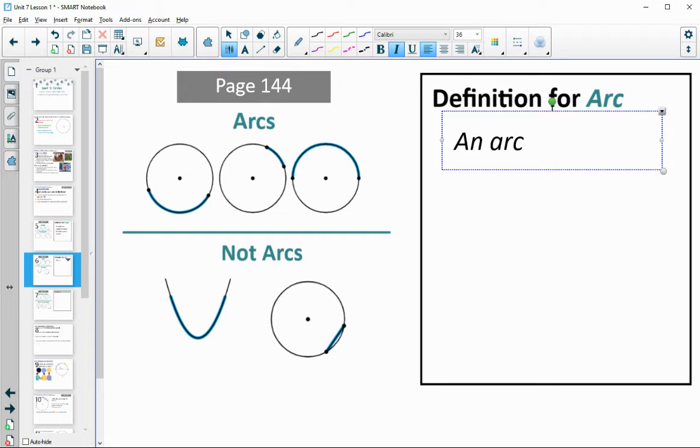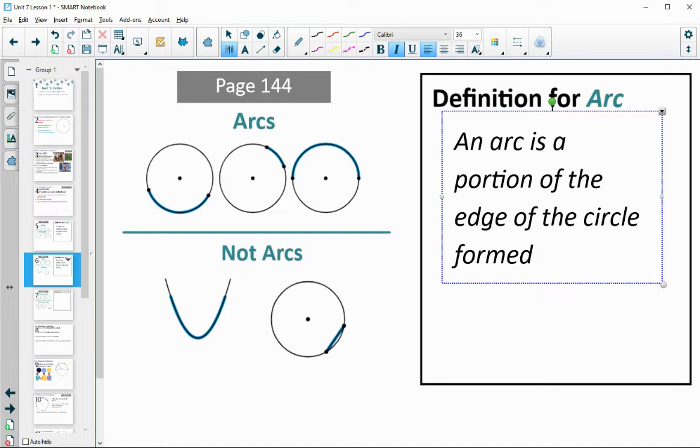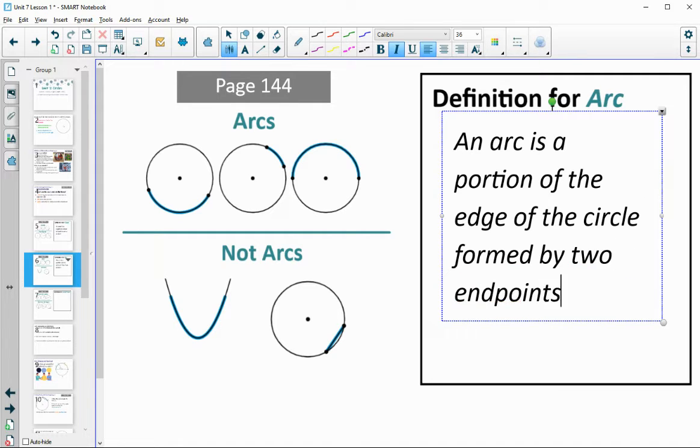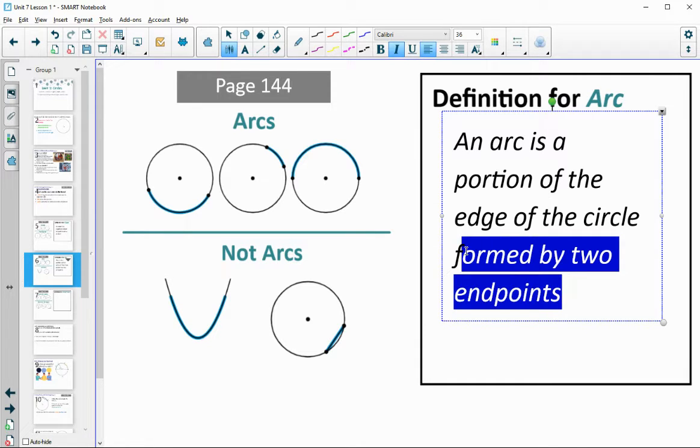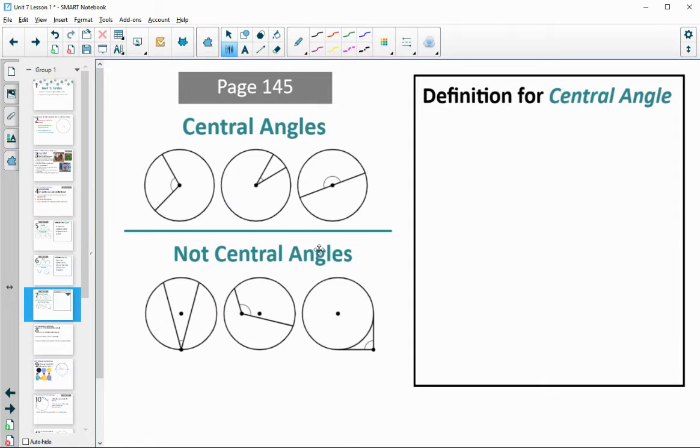So an arc appears to be a portion of the circle. Okay, so an arc is a portion of the, you could say, edge of the circle, formed by two endpoints or something similar to that. It's got a starting point and an ending point, and it's the portion of the circle between those. So if you wanted to say between two endpoints, say something like that. Again, it's your definition. It does not have to equal this one exactly.